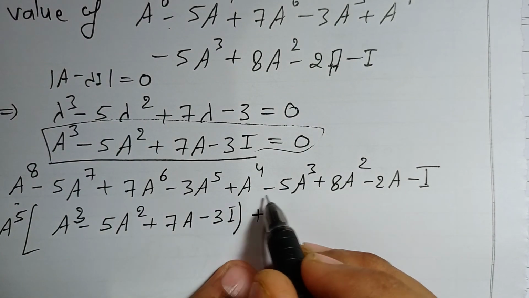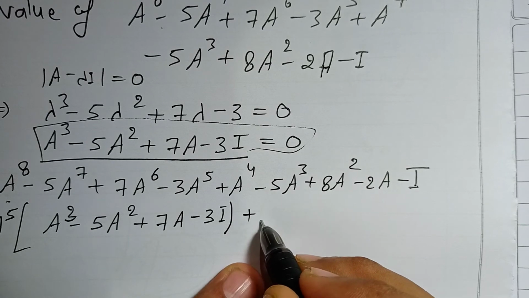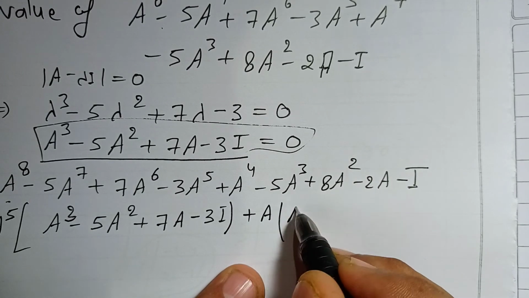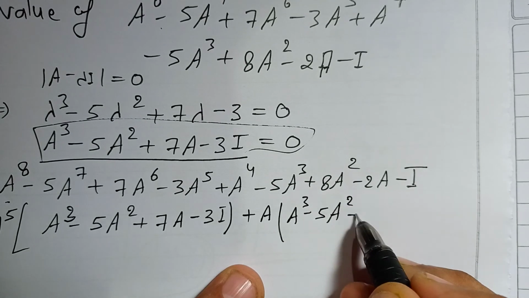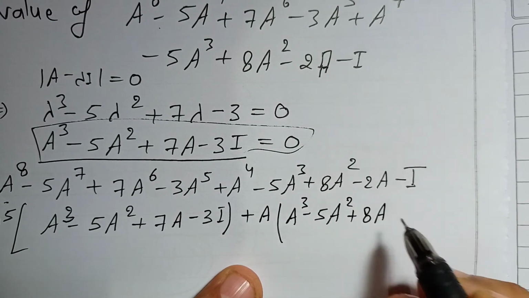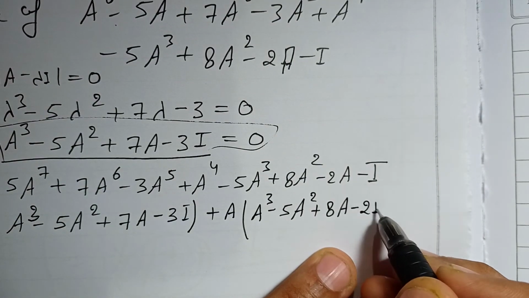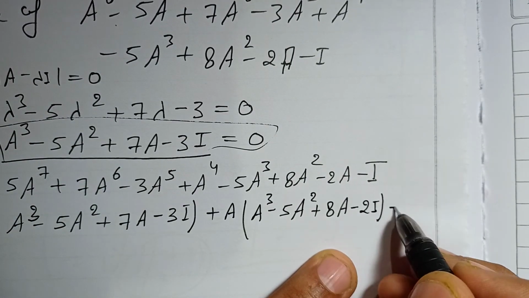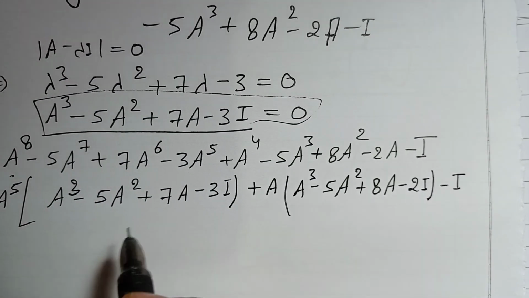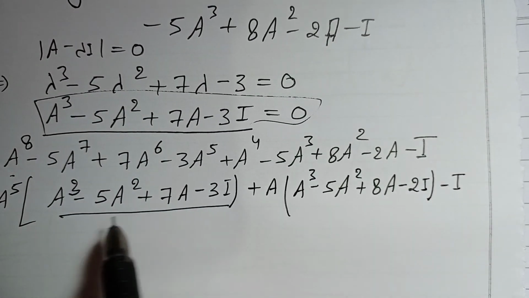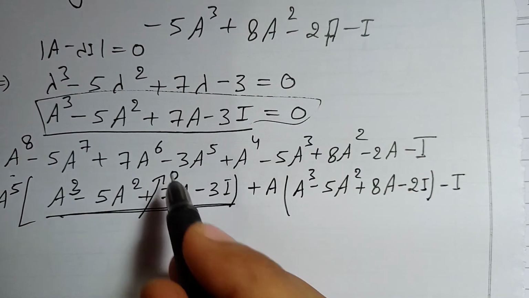Plus now here also we take A common, because we will get the A cube here. So A times (A cube minus 5A square plus 8A minus 2I) minus I. So the first part is 0 using the Cayley-Hamilton theorem.